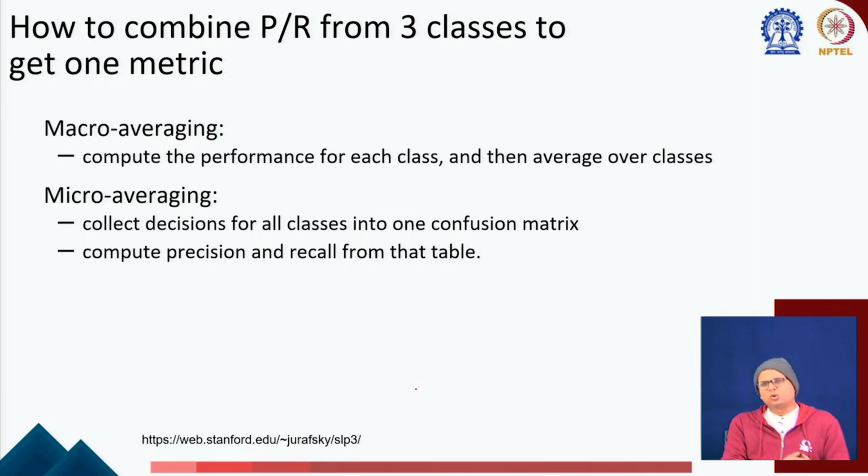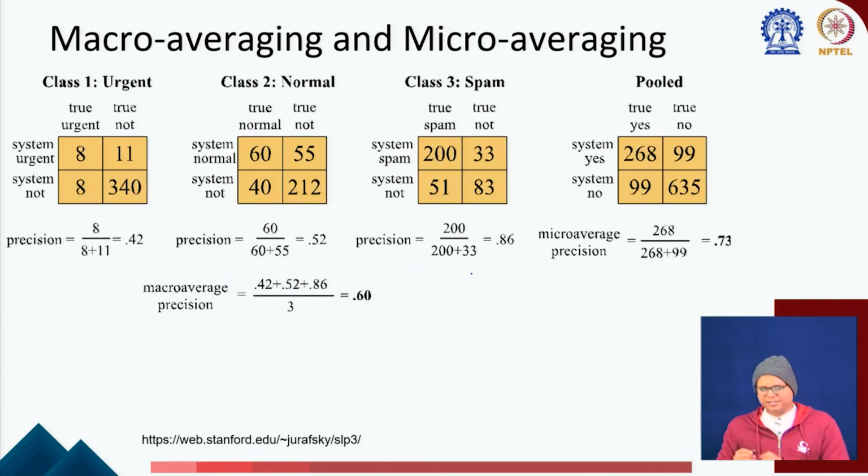So there are 2 ways to do that. One is macro averaging, second is micro averaging. In macro averaging, you compute the values for each class first and then average them. So it gives equal weightage to each class, right? In micro averaging, you collect decisions for each class, combine them into a single confusion matrix, and then compute precision and recall from that table, right? So that's the difference. Let's take a quick example.